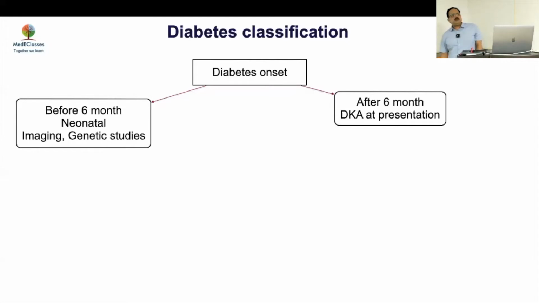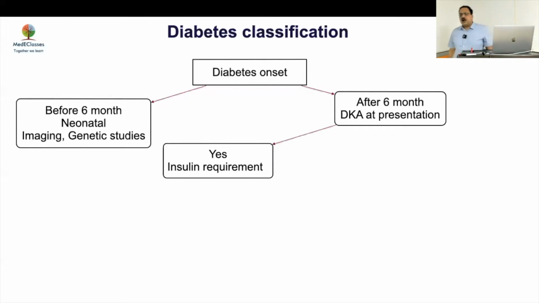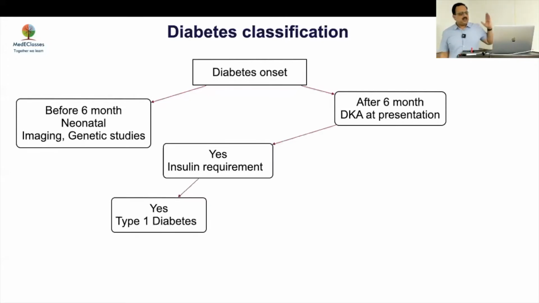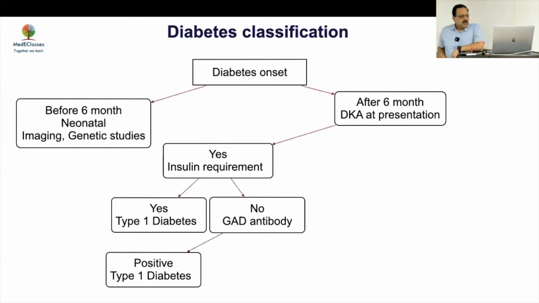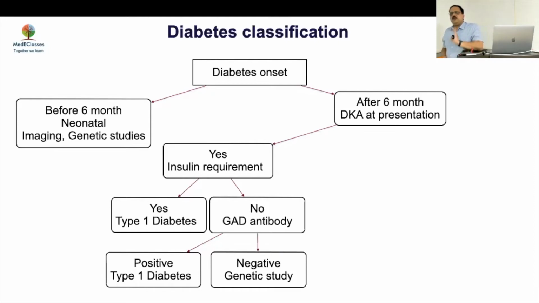Now, if the onset is after 6 months of age, whether there is a DKA presentation, yes, and the child is needing insulin, this is type 1. Don't worry. So DKA at onset, insulin requirement, don't do any workup. If you do not need insulin now, it may be a honeymoon phase for some time, but if after 1 year, 2 years, still no requirement, then you do a GAD antibody. If the antibody is positive, this is type 1. If it is negative, go for MODY.